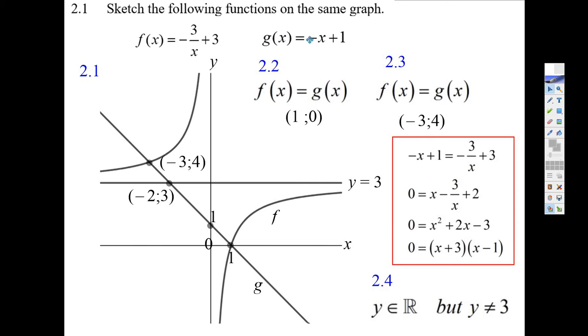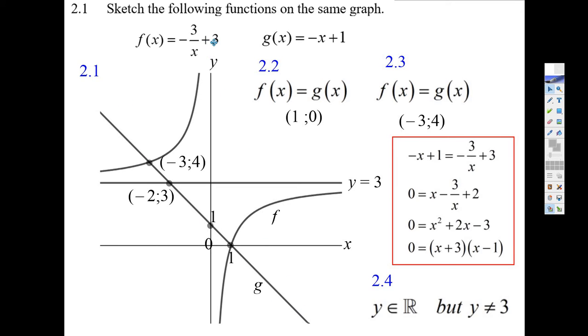Let's start with the line, the easiest thing you could do. If you let x equal 0, y is 1. If you let y equal 0, you get minus x plus 1 equals 0. You've got to solve it. You just add x, and you get x equals 1. So 1 and 1, there's the straight line going through. I know it's negative, so it's going downhill.